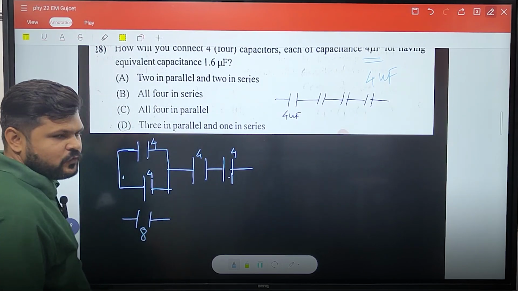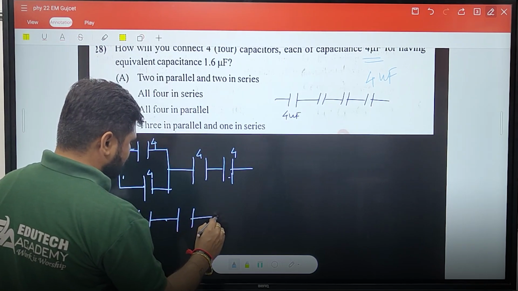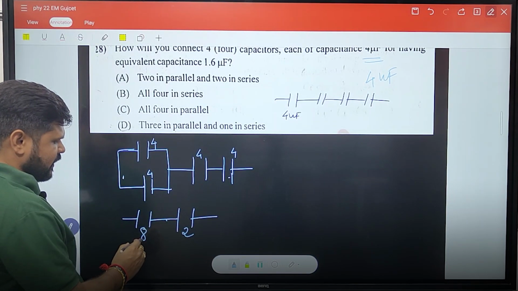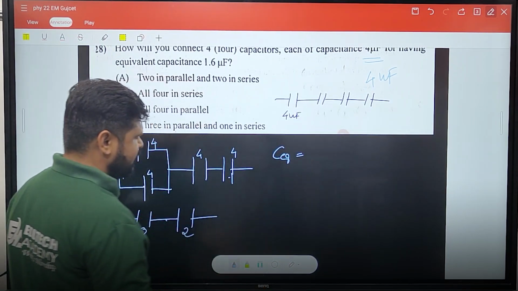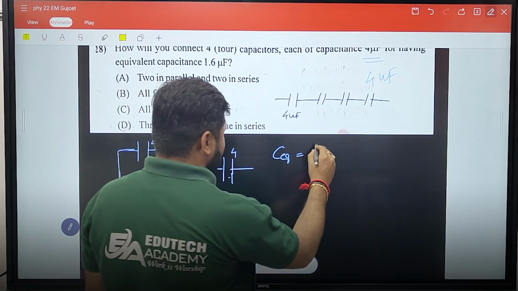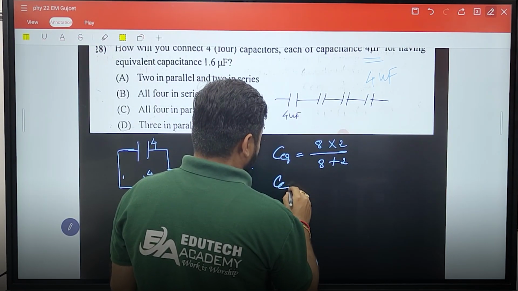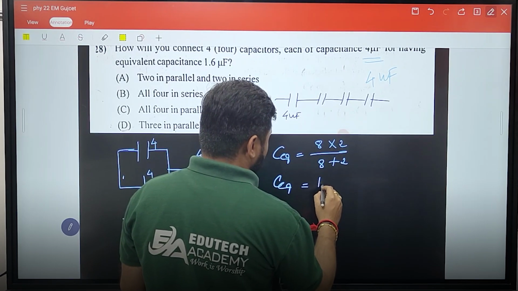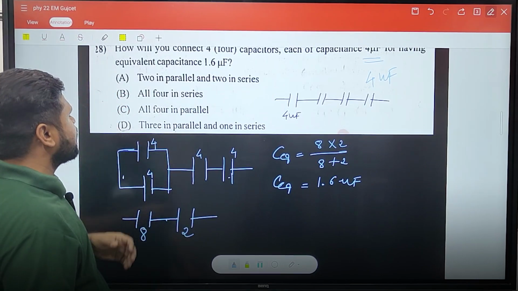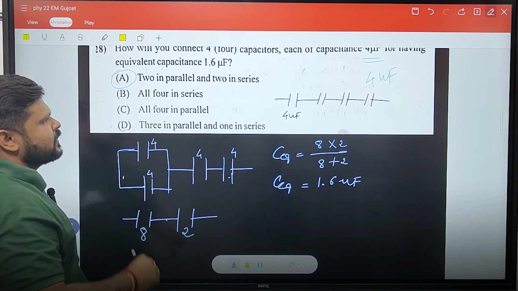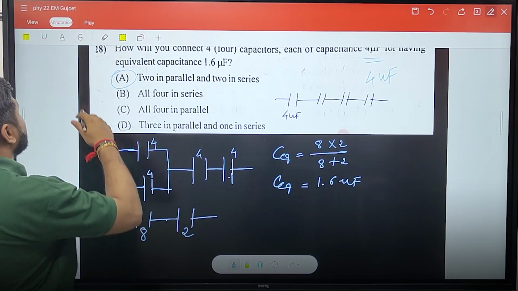2 capacitors of 4 microfarad capacitance connected in series give an equivalent of 2. Now 8 and 2 are both in series connection. So what will be the final equivalent capacitance of 8 and 2 in series? That is 8 into 2 divided by 8 plus 2, which is 1.6 microfarad. So in the first option, our answer is correct. The correct option is A: connect two capacitors in parallel and another two in series. Now the next MCQ.